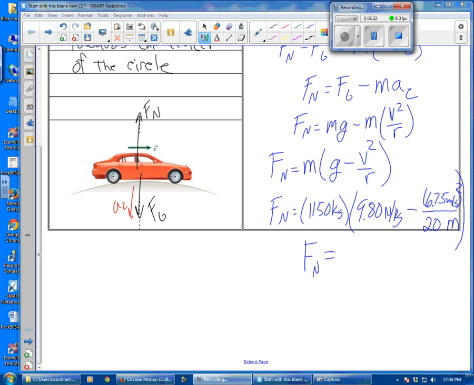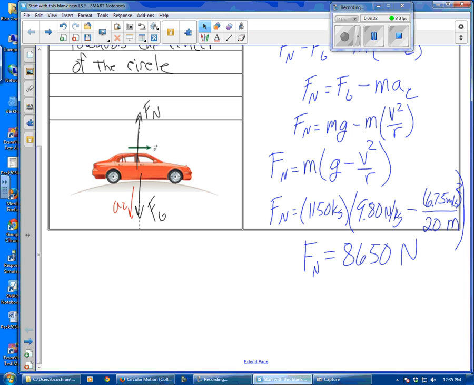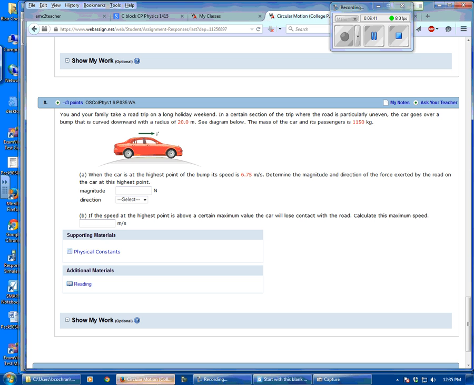I got for mine 8,650 newtons. Seems right. And then, of course, the directionality of that would be upwards.